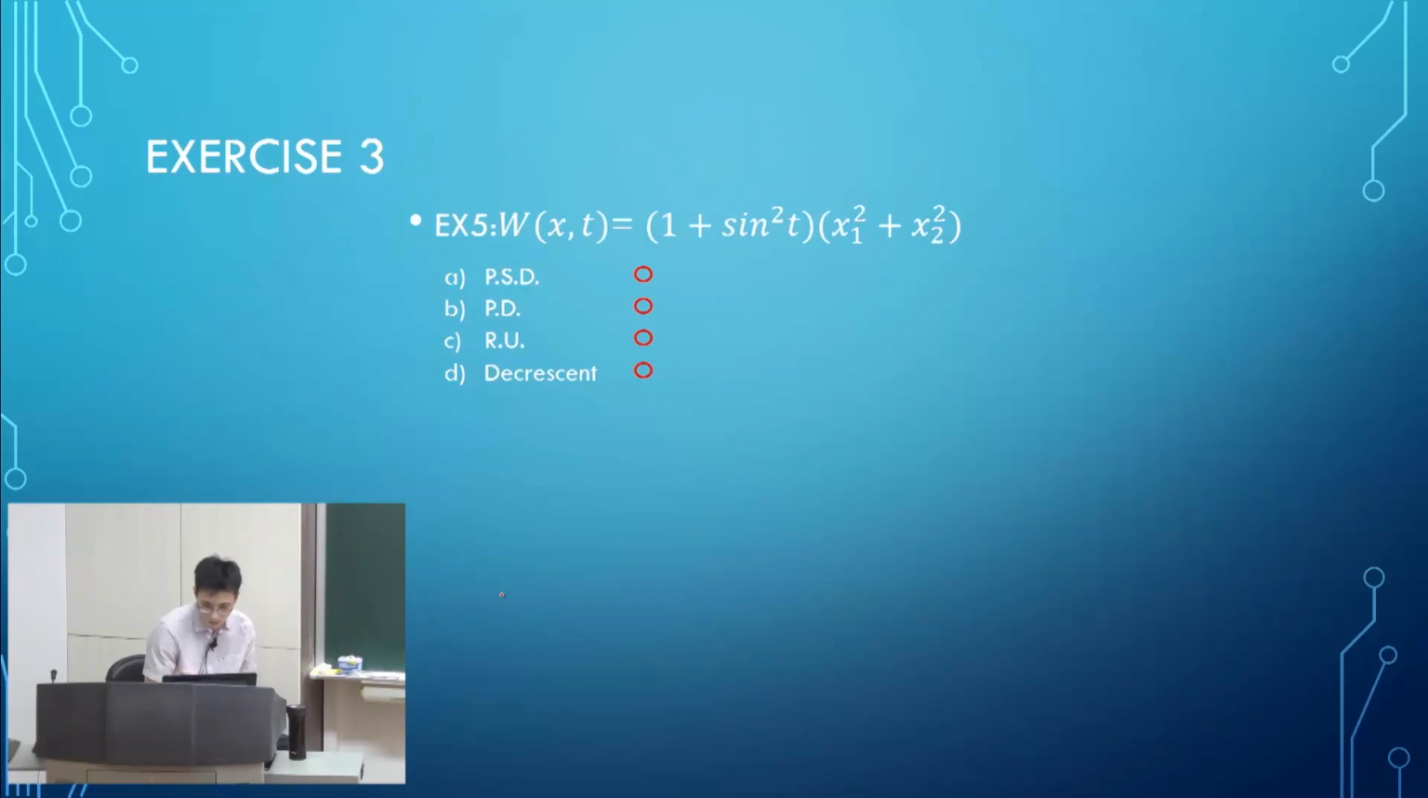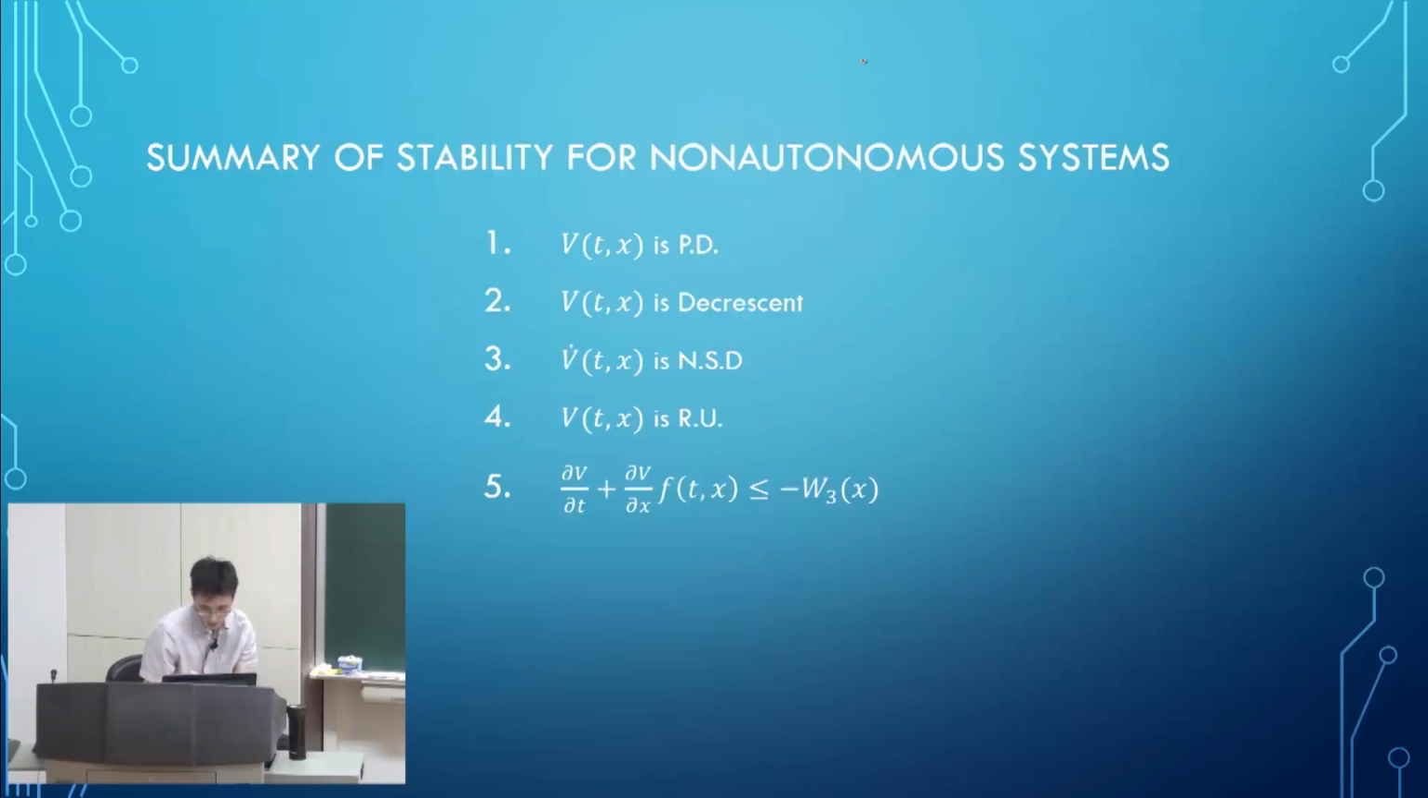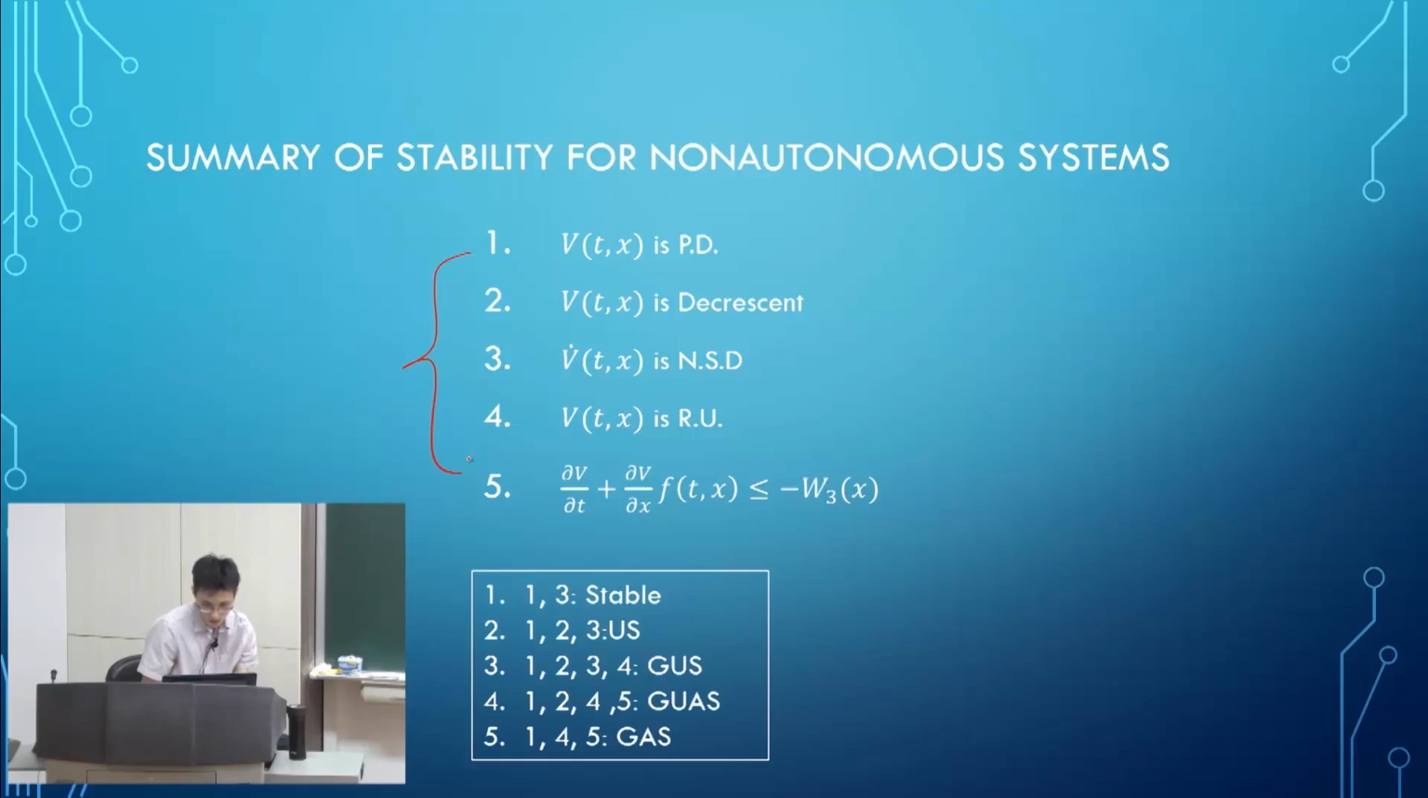And again, this one. What's the lower and upper bound of this? It's lower bounded by 1, upper bounded by 2. So again, it satisfies all the 4 conditions. I listed 5 scenarios, 5 conditions. And these conditions are used to check the properties of the system.